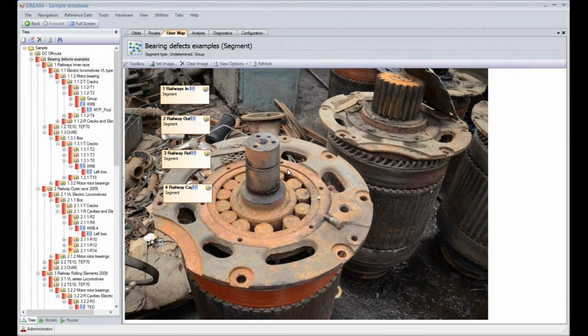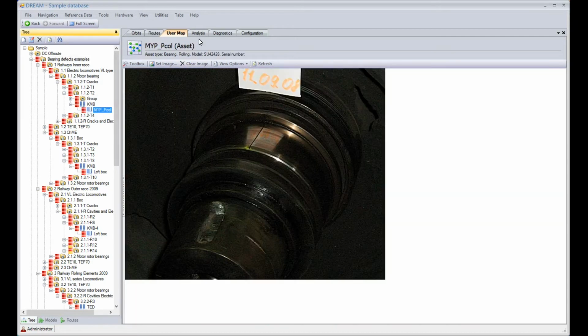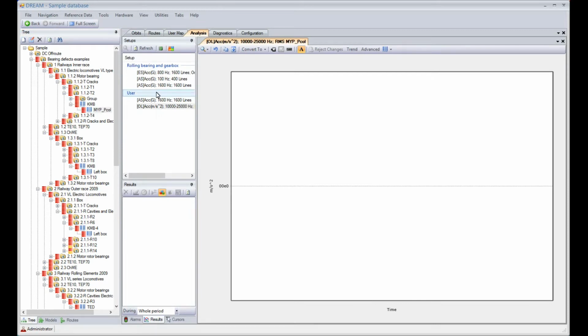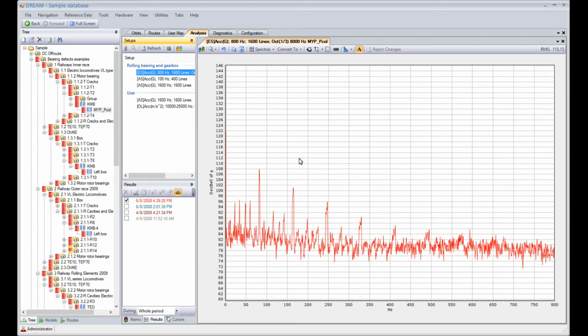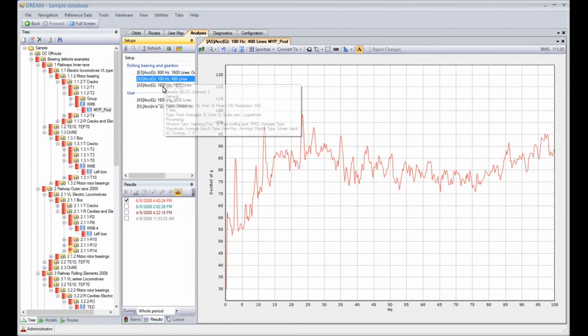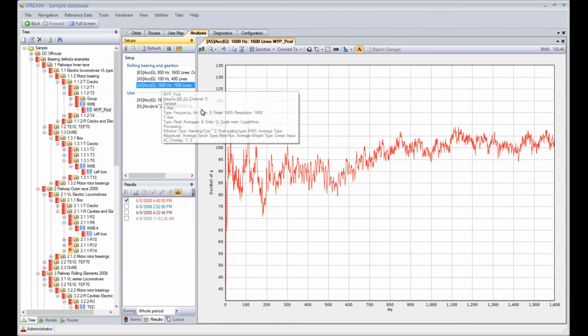Dear ladies and gentlemen, today I'm going to present you the features of the automatic diagnostics of the Dream software. The Dream software measures spectra of the vibration of rolling bearings, gearboxes, etc. For example, here we have an envelope spectrum of the vibration of a bearing in a gearbox. We have measured 3 spectra, and we are going to make diagnostics of the condition of this bearing.